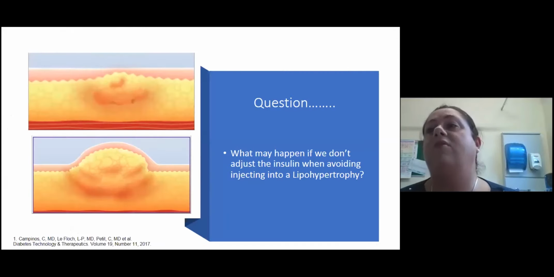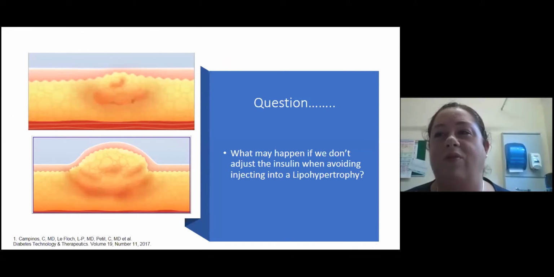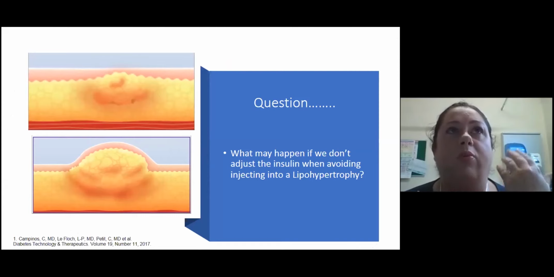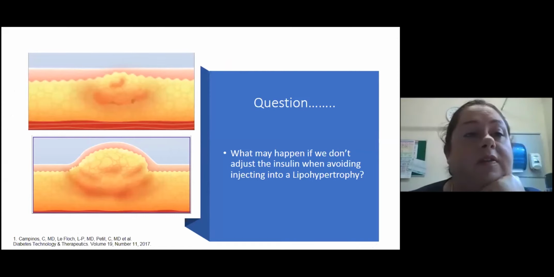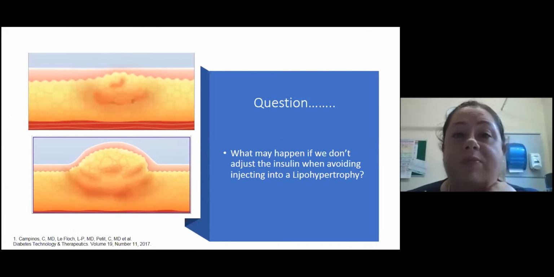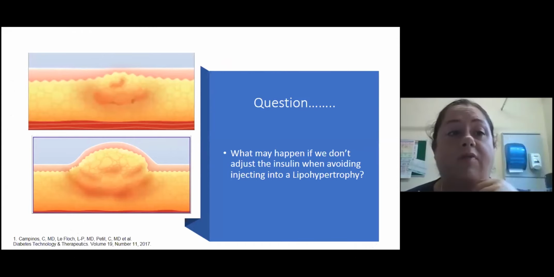All right, now, so question, moving back onto the lumps. What happens if we don't adjust the insulin when avoiding injecting into a lipo? So from what I have found, and based again on my practice, the reduction of insulin can be 20% or more, depending on the size of the lipo and the patient you have in front of you.